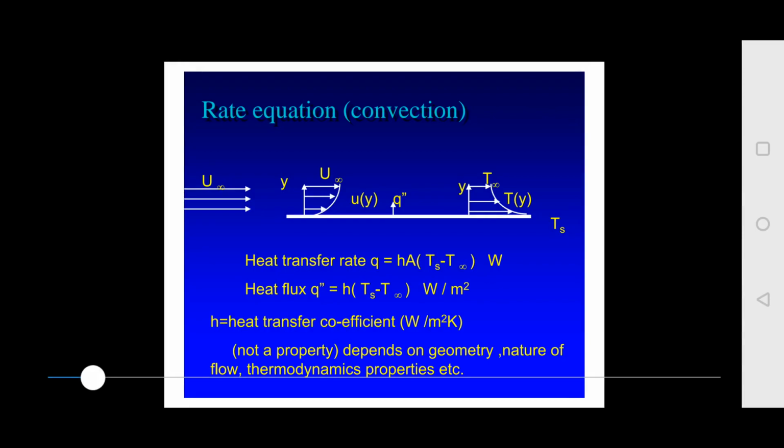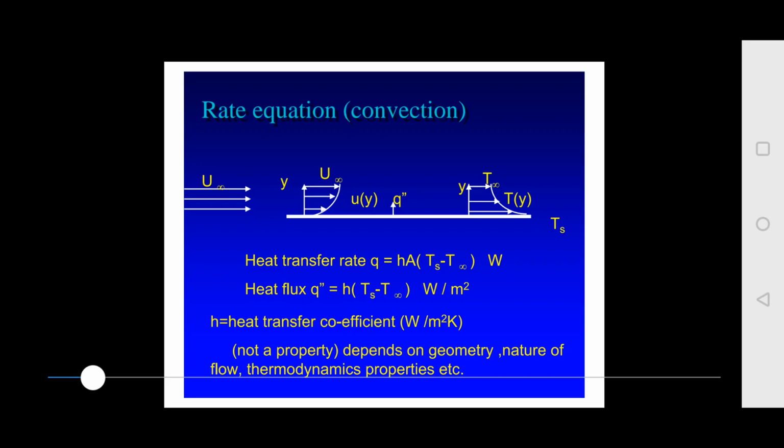So if we want to write a rate equation for convection, you have the flow of the fluid here with velocity u, and we write the heat transfer rate Q equal to hA (Ts minus T infinity). The heat flux will be Q double prime equal to h (Ts minus T infinity), in watt per meter square. This h is defined as the heat transfer coefficient. In the case of thermal conduction, you have thermal conductivity, which is a characteristic property of basically a material.